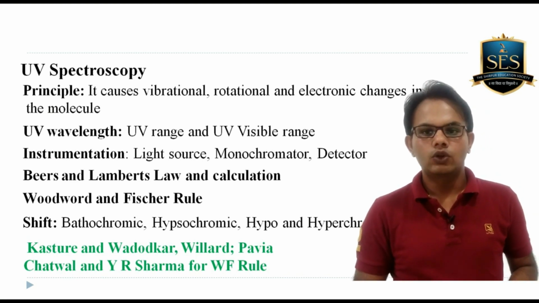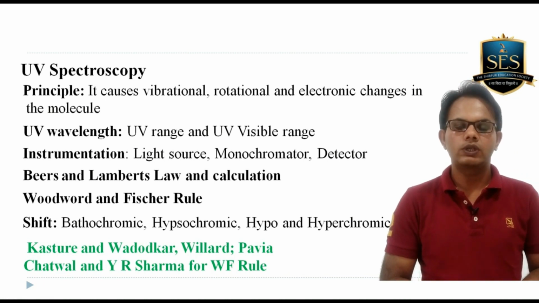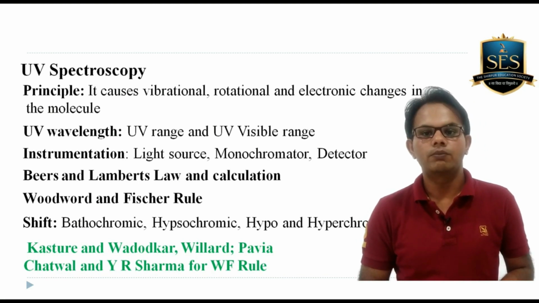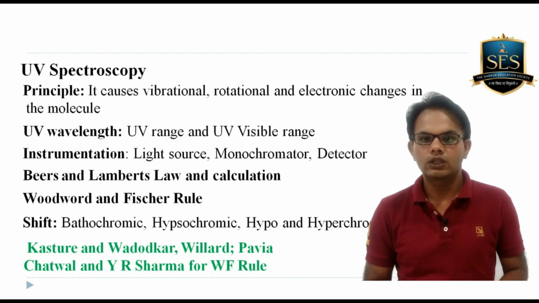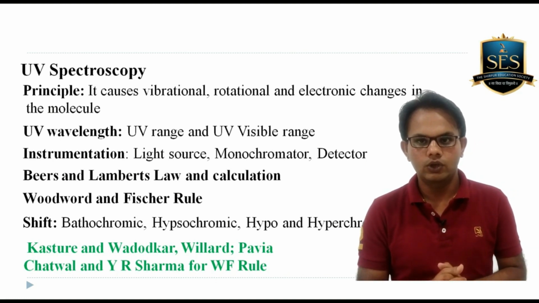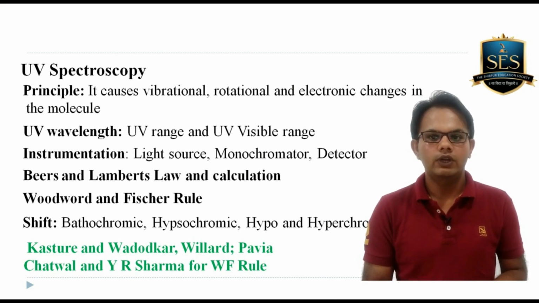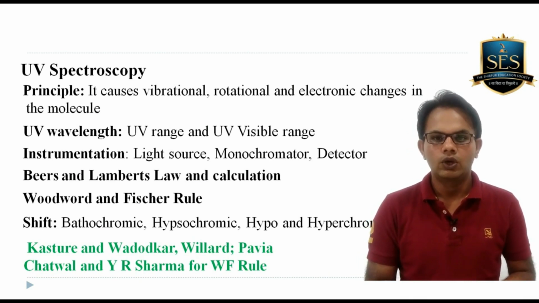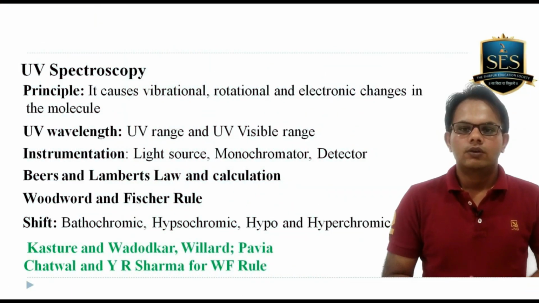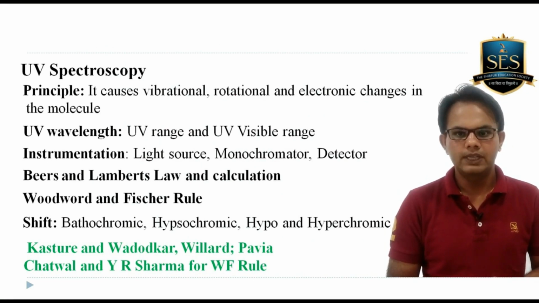2 important rules are normally asked in the NIPER examination from UV. The first rule is Beer-Lambert's law, and you should also do the calculation part of Beer-Lambert's law. The third thing is that you can theoretically calculate the lambda value, the UV absorption value of any kind of compound with the help of the Woodward-Fieser rule. So you must thoroughly do the Woodward-Fieser rule. For it, you can refer to Y.S. Sharma, which is the best book.